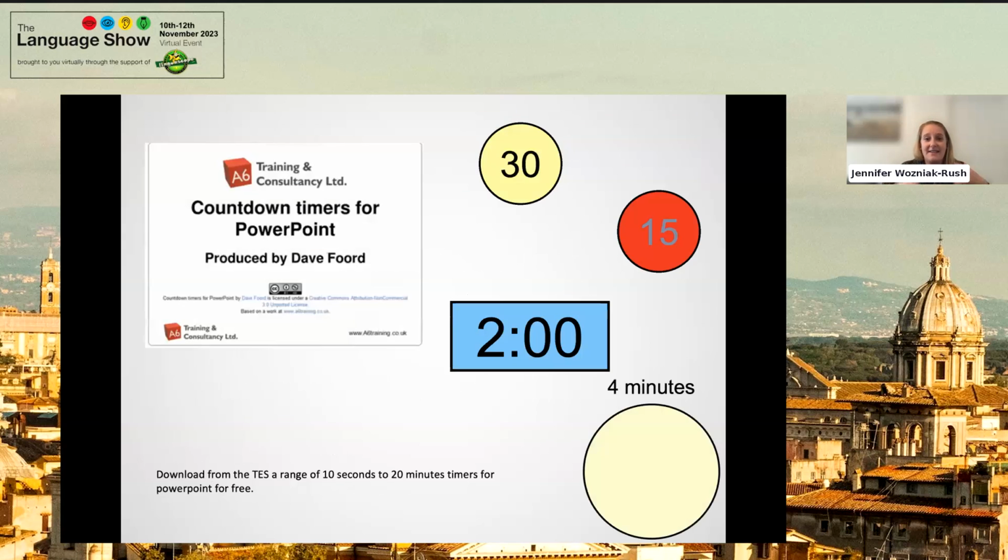So as I said, using timers can be very powerful and can easily be incorporated into your PowerPoints, because it gives that structure for the pupils. They know that they've got that time to do it. And it's also a sense of urgency, because otherwise they can easily be away with the fairies and so on.